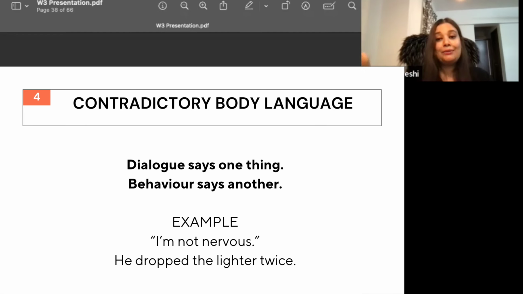Then the next one is contradictory body language. Dialogue says one thing, but their behavior says something else entirely. For example, "I'm not nervous." He dropped the lighter twice, or maybe his hand is shaking, or he's fidgeting too much. This creates psychological realism because human beings constantly contradict themselves physically.